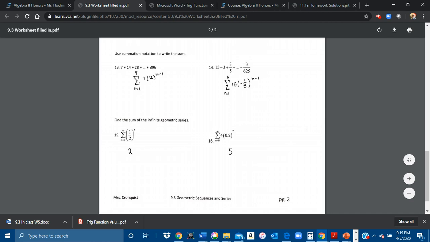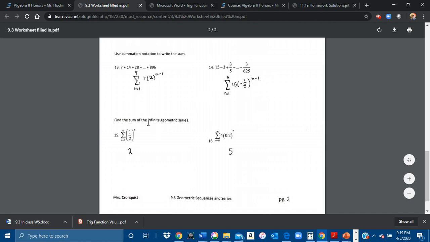Here, I can figure out that 15 is my first term. And I'm going to multiply by negative 1/5. And if I go figure it out by hand, this is my first term, my second term, my third term. I can figure out that that's going to be my 6th term. So this is going to be 15 times negative 1/5 to the n minus 1. Again, I could plug this into my calculator and come up with an answer, but I don't need to do that right now.